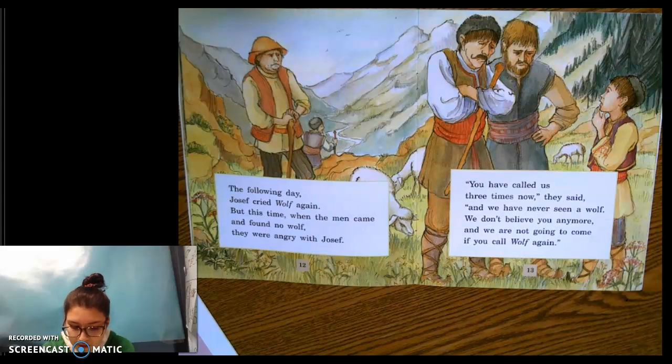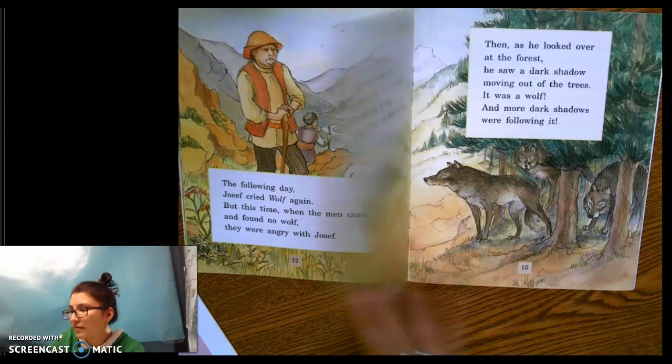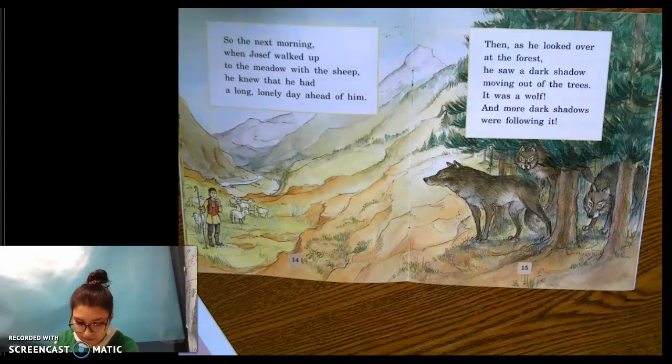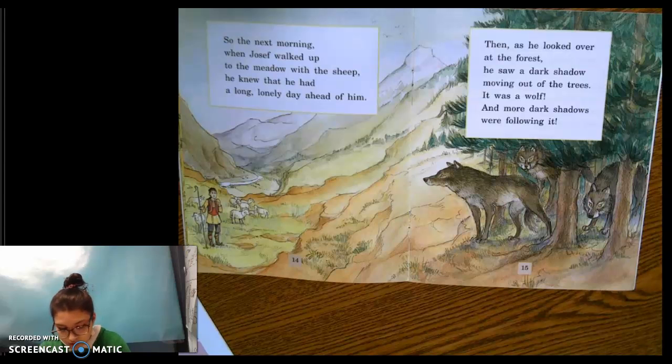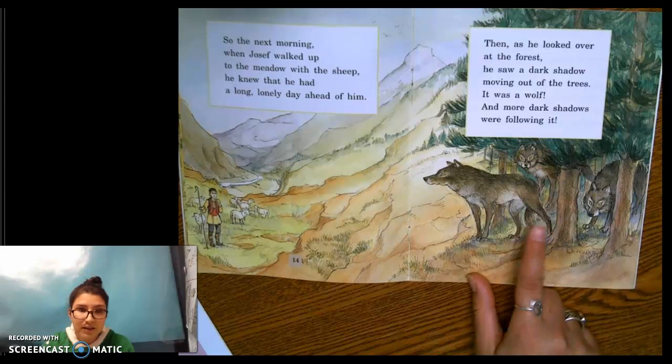First village man: You have called us 3 times now, and we have never seen a wolf. Second village man: We don't believe you anymore. Third village man: We are not coming to help you again. Narrator: But the next day, when Joseph looked over at the forest, he saw a dark shadow moving out of the trees.